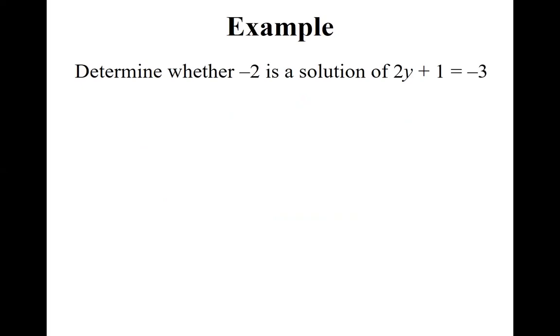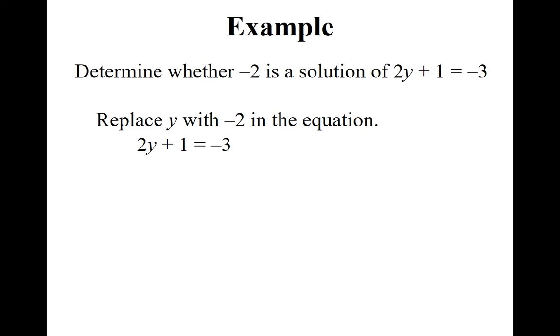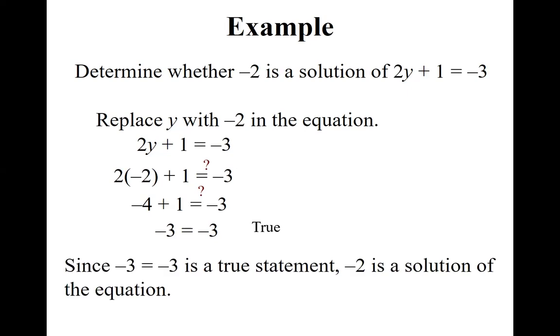Determine whether negative 2 is a solution of 2y plus 1 equals negative 3. We would take our negative 2 and plug it in, replace y. So instead of 2y plus 1, we'd have 2 times negative 2 plus 1. We want to know if that's equal to negative 3. 2 times negative 2 is negative 4. Negative 4 plus 1 is negative 3. So since negative 3 equals negative 3 is a true statement, negative 2 is a solution of the equation.